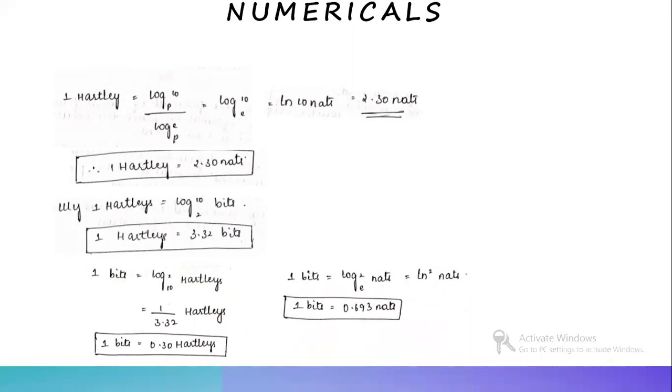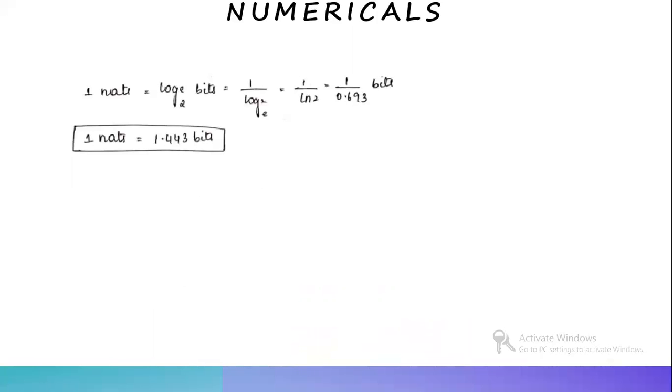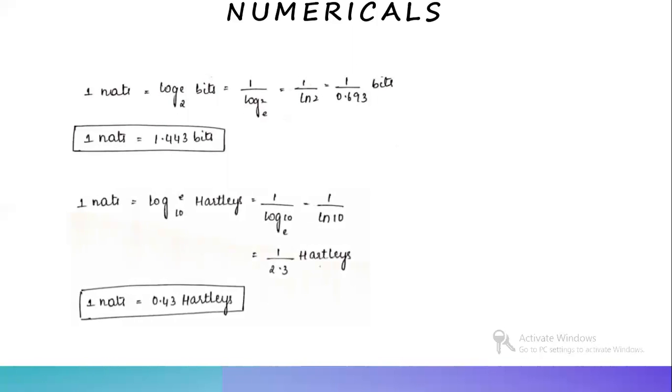So how is 1 nat related to bits? That also we can calculate. So 1 nat equal to log e to the base 2 bits. So 1 by log 2 to the base e bits. That will be equal to 1 by ln 2 and that will be 1 by 0.693 bits. So 1 nat equal to 1.443 bits. Then the relationship between 1 nat and Hartley. So 1 nat equal to log e to the base 10 Hartleys. That will be equal to 1 by log 10 to the base e, 1 by ln 10, 1 by 2.3 Hartleys. 1 nat equal to 0.43 Hartleys.